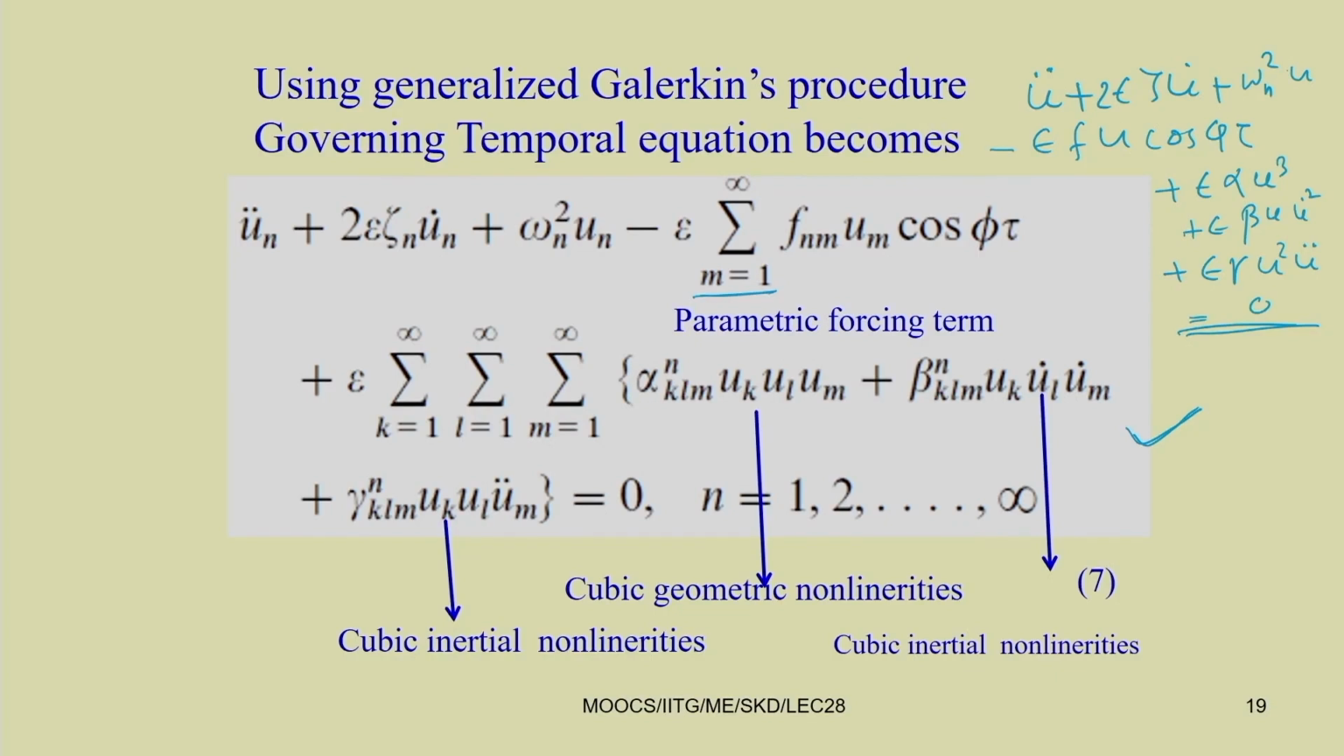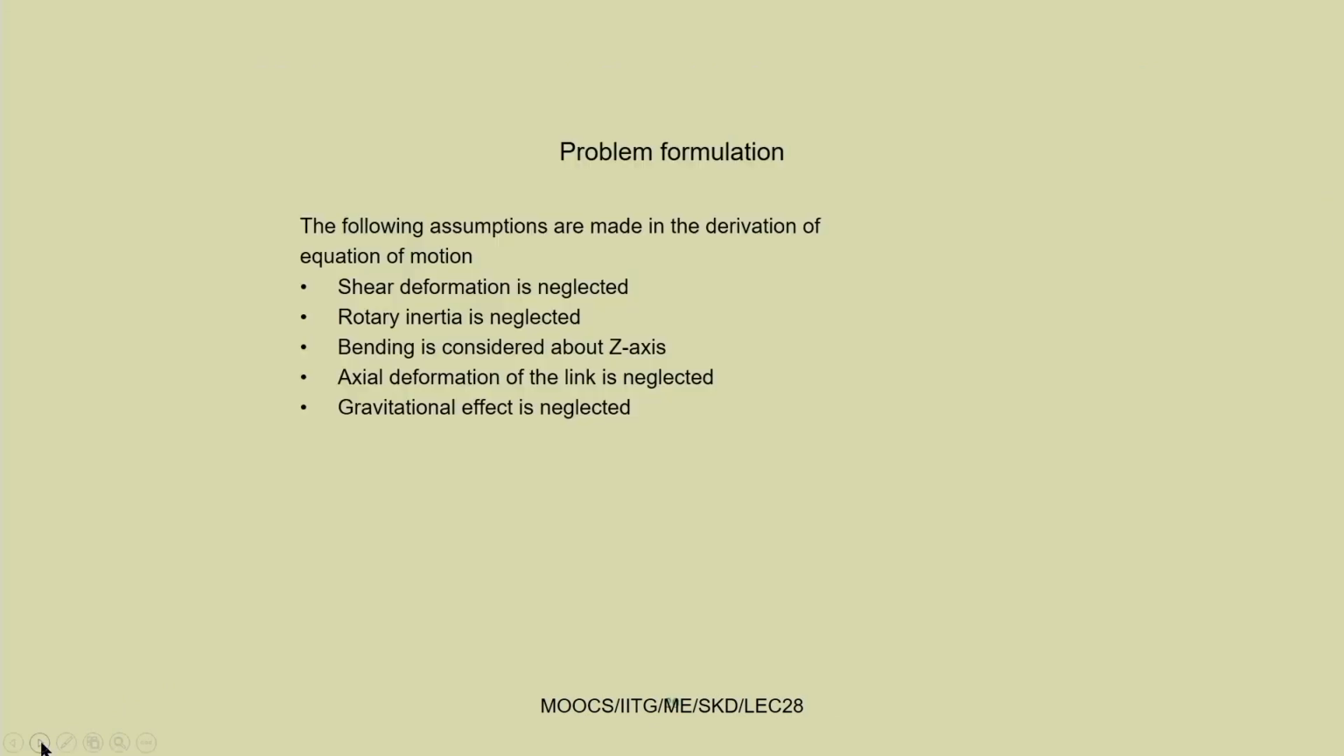To write in a compressed form, you can use the summation sign and write this equation in this form. Let us see another example, that is for the viscoelastic beam. How can we derive this equation of motion? We have a viscoelastic beam.